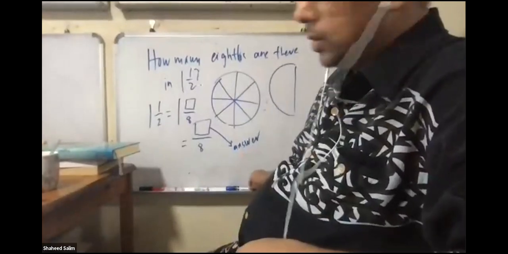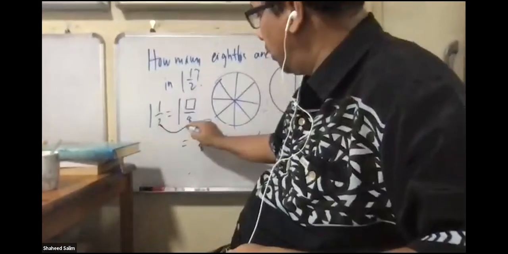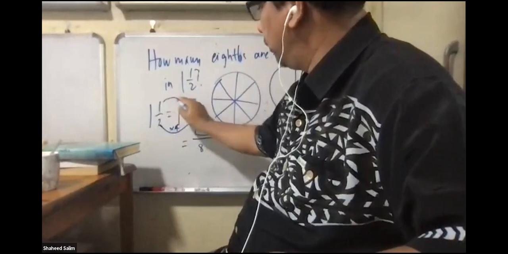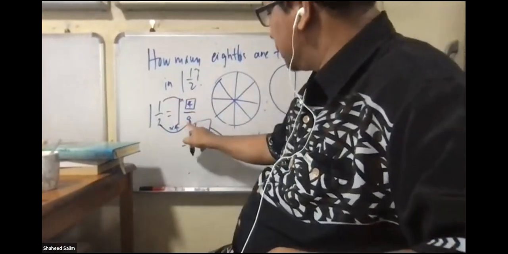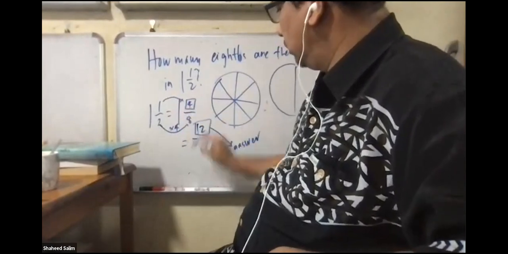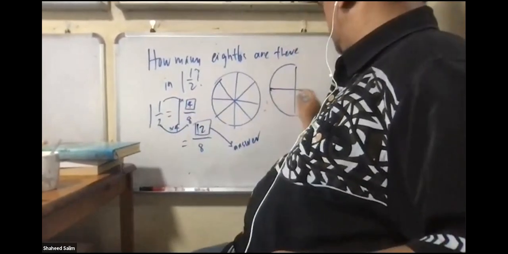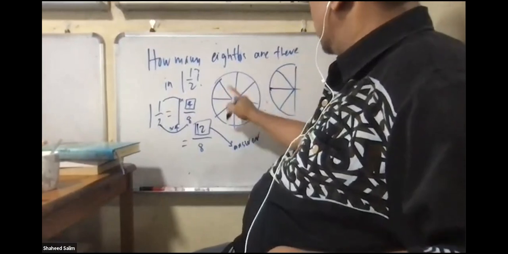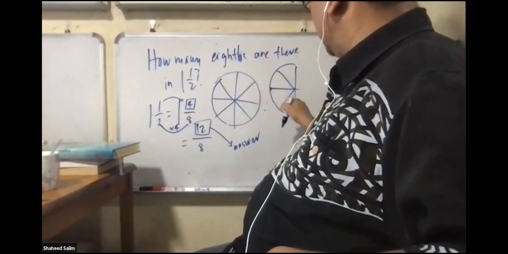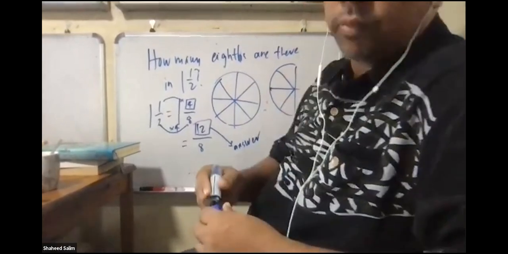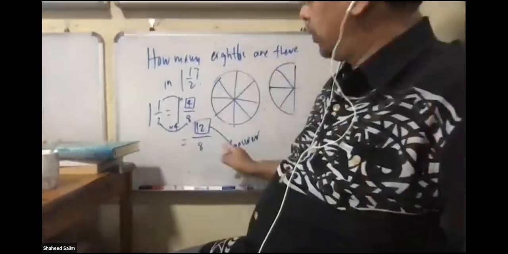Well done. So down here, you times by 4. 1 times 8 plus 4, 12. If not, we can do it down here, you see. There's 1, 2, 3, 4, 5, 6, 7, 8, 9, 10, 11, 12. There's 12 slices here. 12 8s.